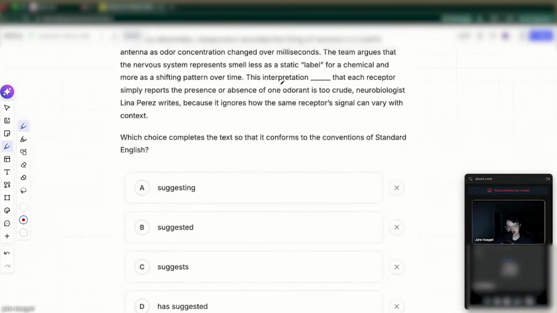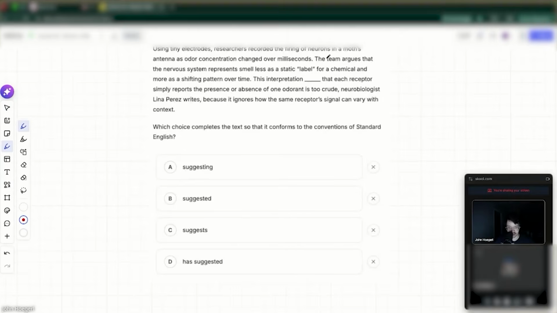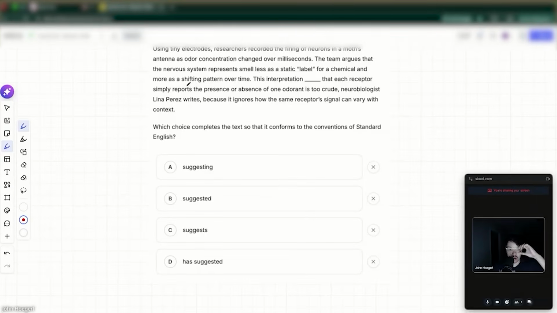Next one down here, I'll just skip over this opening stuff. It doesn't really matter for grammar questions. This interpretation that each receptor simply reports the presence or absence of one odorant is too crude, she writes, because it ignores. Okay, so a bunch of different stuff in here, but let's look at this. The interpretation of these sensors simply reports the presence. That may look like a main verb, but it's not really the main action of the sentence. This is just the introductory information, like a chunk of information there. I think writes would be the main verb because that's the main action, the fact that she is writing. So writes would be the main thing happening. Is would also be a non-main verb.